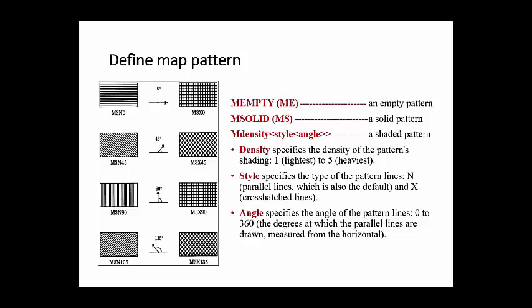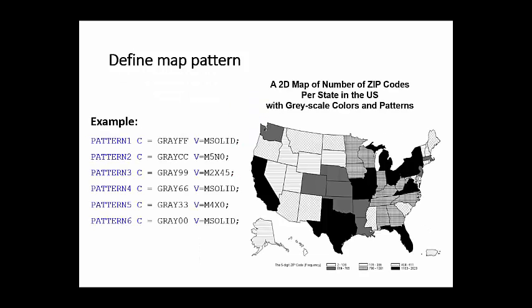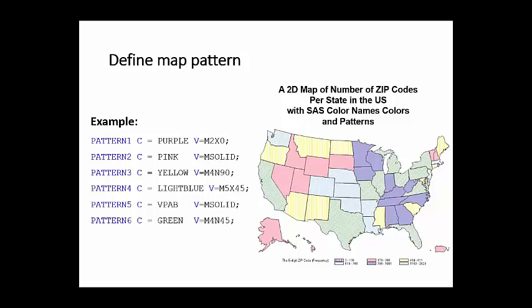Finally, a number specifies the angle of the pattern lines from 0 to 360, which represent the degrees at which the parallel lines are drawn, measured from the horizontal. So now we can add the pattern of the map after the color sentences. The same thing can be done to the color map.